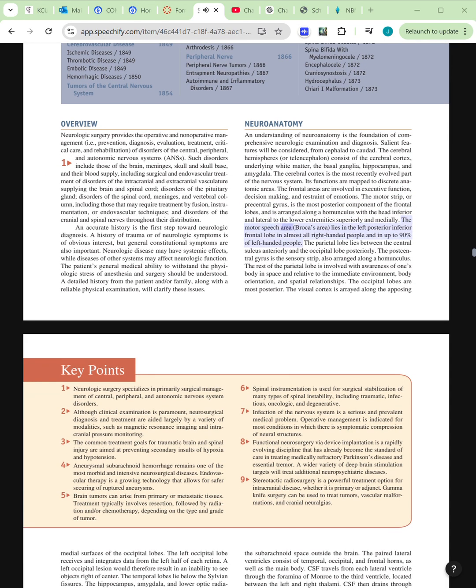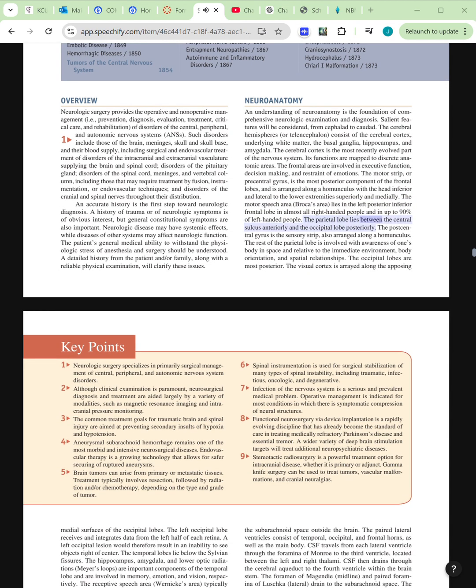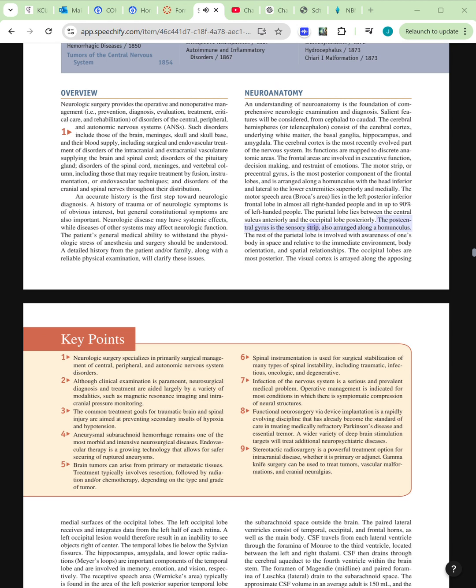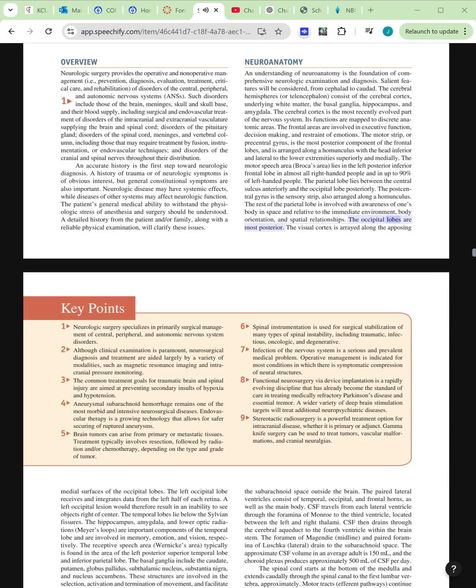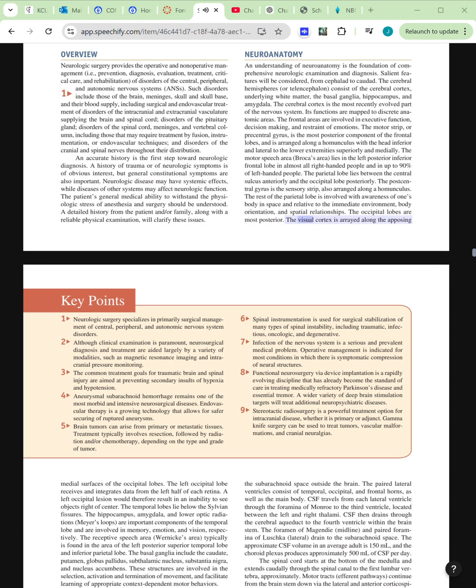The motor speech area lies in the left posterior inferior frontal lobe in almost all right-handed people and in up to 90% of left-handed people. The parietal lobe lies between the central sulcus anteriorly and the occipital lobe posteriorly. The postcentral gyrus is the sensory strip, also arranged along a homunculus. The rest of the parietal lobe is involved with awareness of one's body in space and relative to the immediate environment, body orientation, and spatial relationships. The occipital lobes are most posterior. The visual cortex is arrayed along the opposing key points.